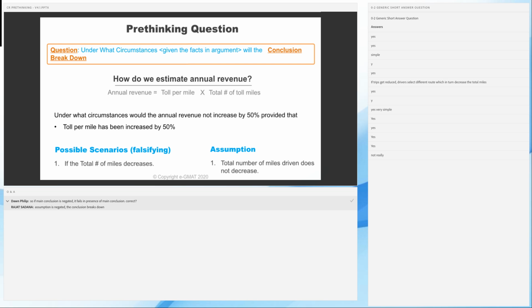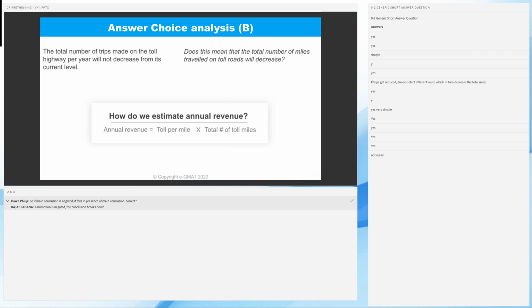Okay. So the only way in which my conclusion breaks down is if the total number of miles decreases, and the assumption is that the total number of miles does not decrease. Okay. Let's look at choice B.